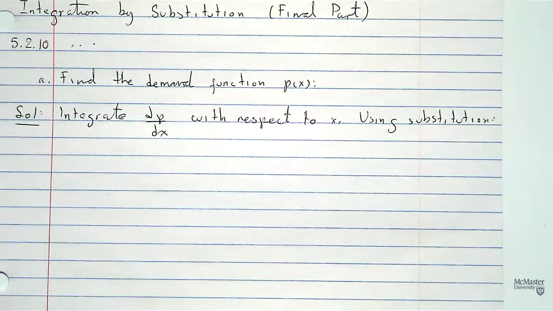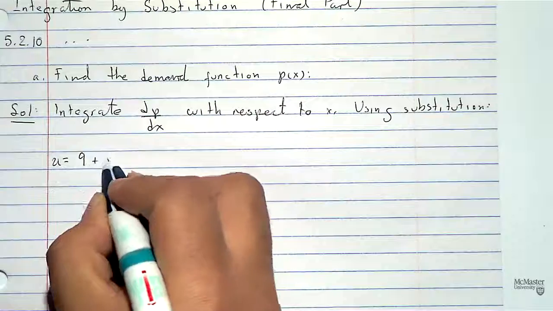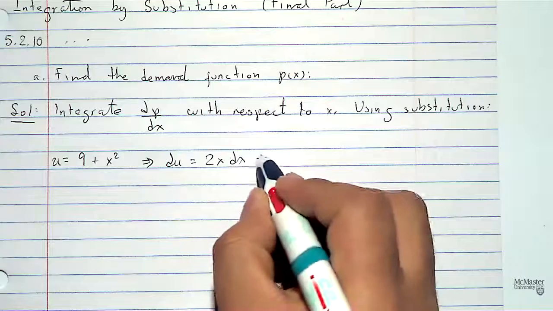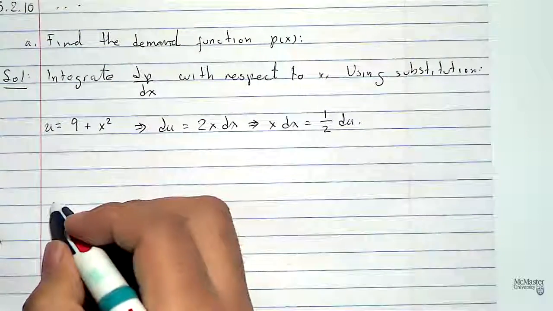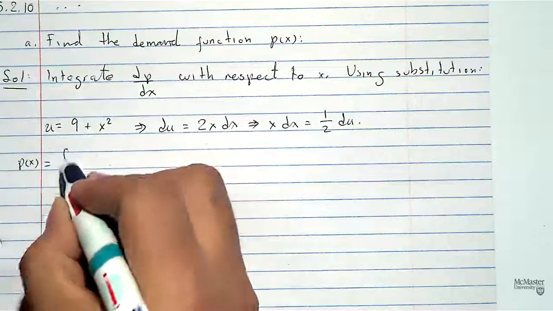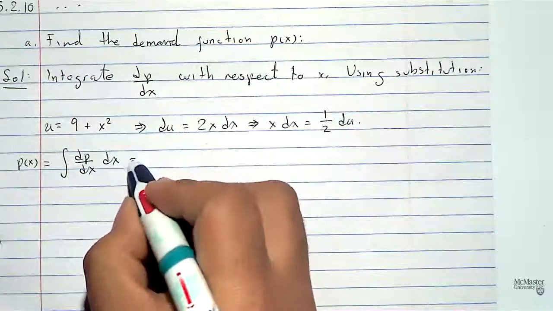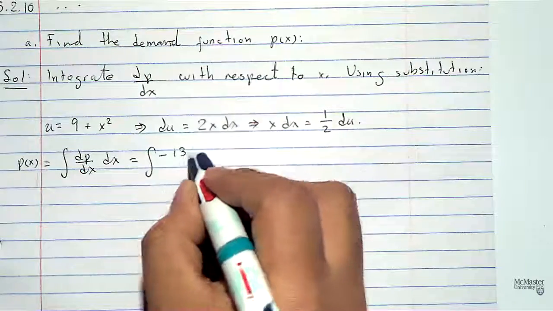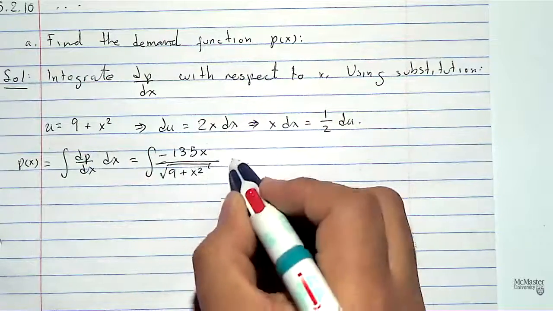In this example it is adequate to simply propose a substitution u equal to 9 plus x squared, which means that du is equal to 2x dx, and therefore x dx is equal to 1/2 of du. The info that we were given was the derivative of the price with respect to x. That means that we can obtain the price as a function of x just by integration. And we plug in the function for dp dx that we were given. So it's the integral of minus 135x divided by the square root of 9 plus x squared dx.